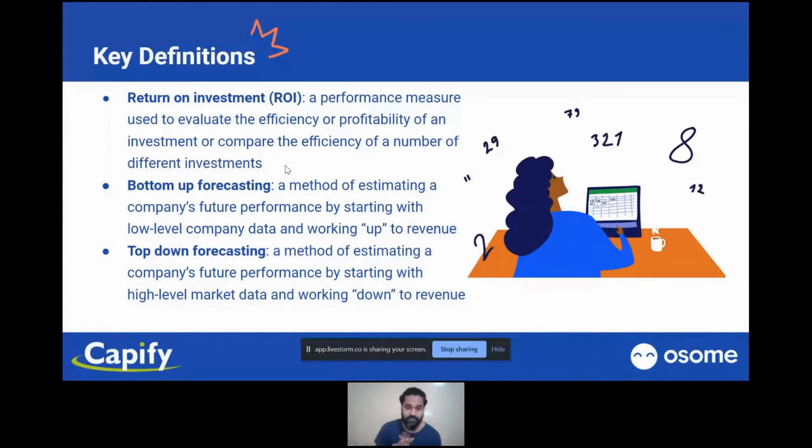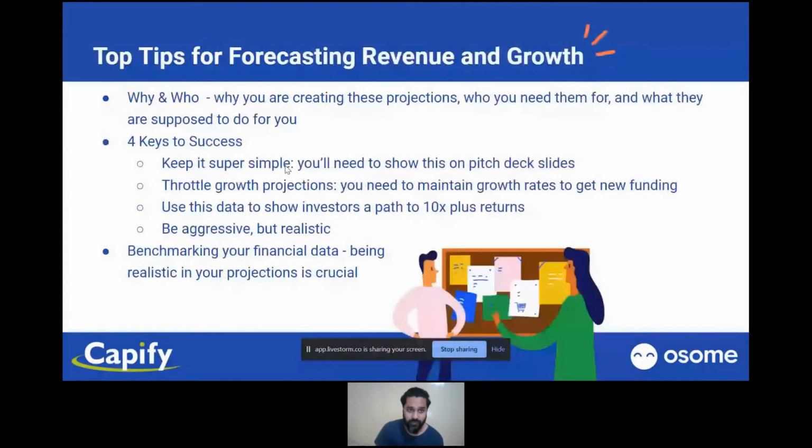Again, these are some jargon that people use in forecasting, just to help you understand this and how it actually works. So let's start with some top tips. The first thing you need to do and understand is why and who. So if you are getting into a project and you're forecasting it, you need to understand exactly why you need to forecast for this, because forecasting can be costly.